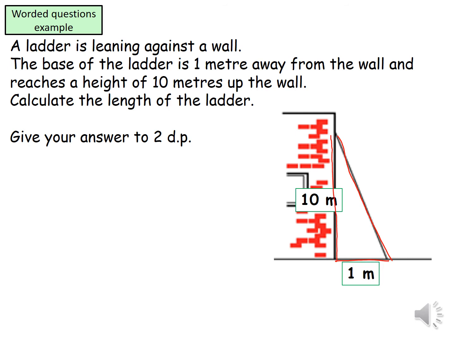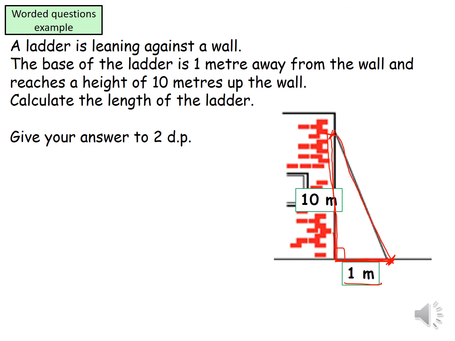Now how have I come up with this diagram? Well, the question does say that the base of the ladder is 1 meter away from the wall. This is the base of the ladder and here is the wall, and this base is 1 meter away from the wall. That's why this side is 1 meter. It also says that the ladder reaches a height of 10 meters. So at this point, this is the height where the ladder reaches. Therefore, this side will be 10 meters, just like the diagram explains. Now this forms a right angle triangle.